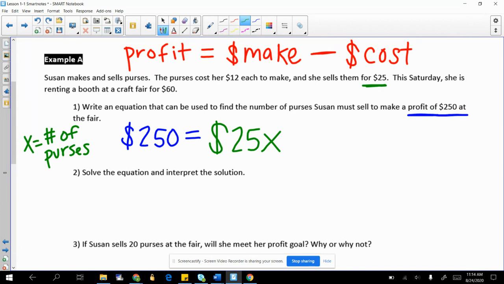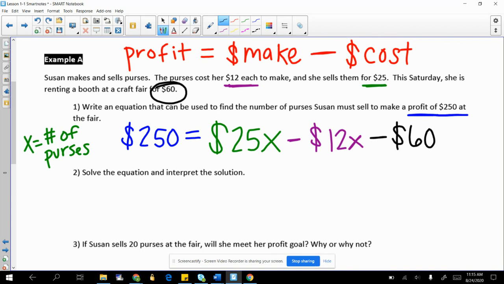Okay, but we also need to subtract here the $12 that it costs her to make each purse. And again, $12 is per purse. We don't know how many purses, so that's going to be our X again. All right, and then the last thing we're also going to need to subtract here is this lovely $60. And again, the reason we need to subtract that is because it's another cost to Susan in order to sell those purses because she needs to rent that booth at the craft fair. So that's pretty much your equation.